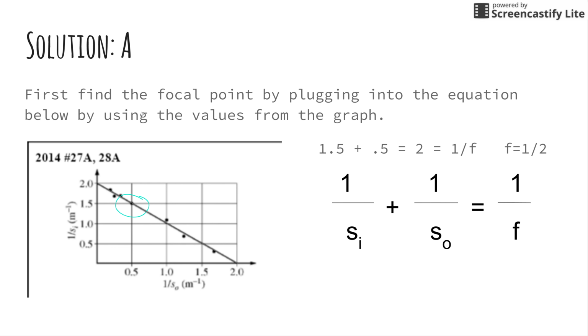1 over SI is going to be 1.5, and we're going to add that to 0.5, which is 1 over SO, which equals 2, which is 1 over F. So that means F is going to be 1 over 2. So that's our focal point, it is 1/2.